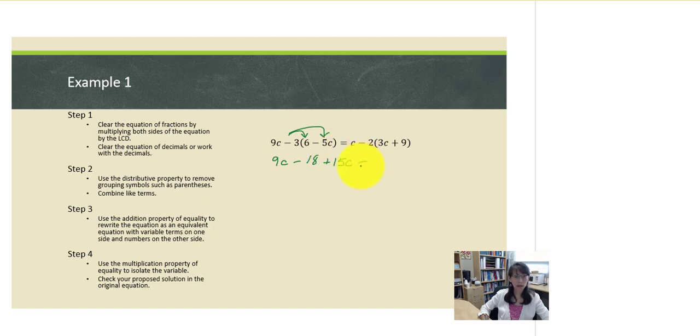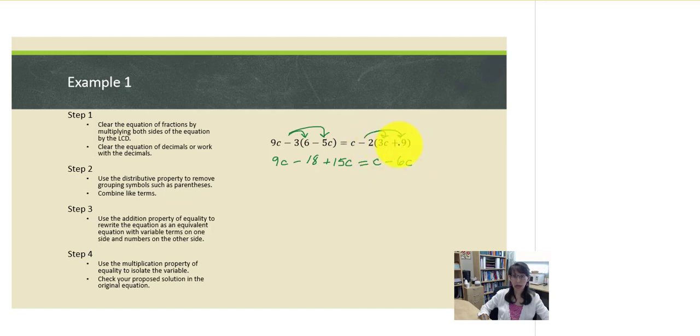Equal sign is next. On the right side of our equation, again, we have parentheses. 3c is a variable, 9 is a constant. So they're already simplified as much as can be. So we're distributing negative 2 to each of those terms. c minus 6c.